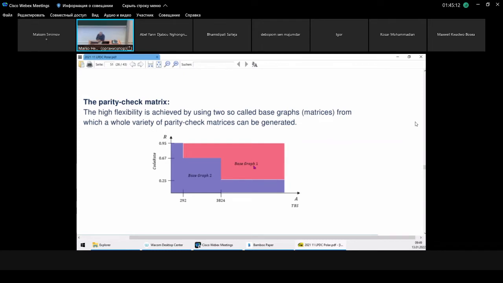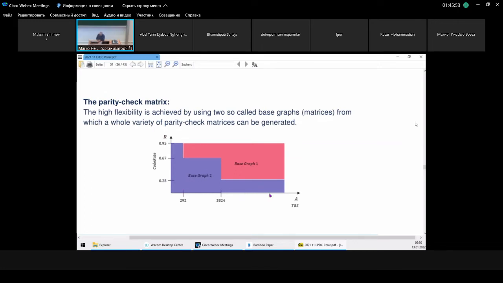There are two base graphs, and they are basically selected by the block size, so the number of bits in a code word, and by the desired code rate. For example, if I would transmit short code words, let's say like 290 bits, with a code rate of 0.25, so 1/4, this means a very strong code, many redundant bits. We would select base graph 2. We will see how this looks like.